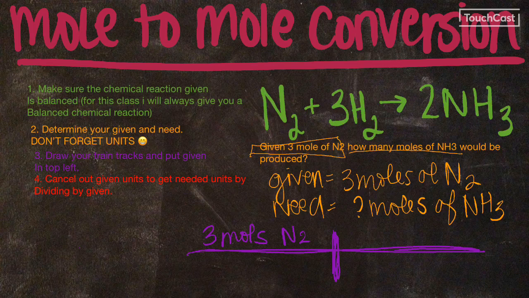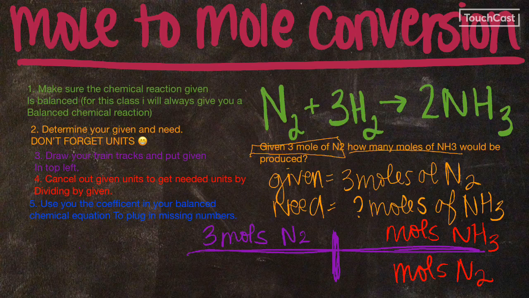Next, you're going to do step 4. And what you're going to do is cancel out your given units by dividing. So you're going to put your given down here, moles of N2, and my need, moles of NH3. Next, you're going to complete step 5, and you're going to use the coefficients. So my imaginary 1, 3, or 2, my big numbers in front, to plug in the missing numbers.